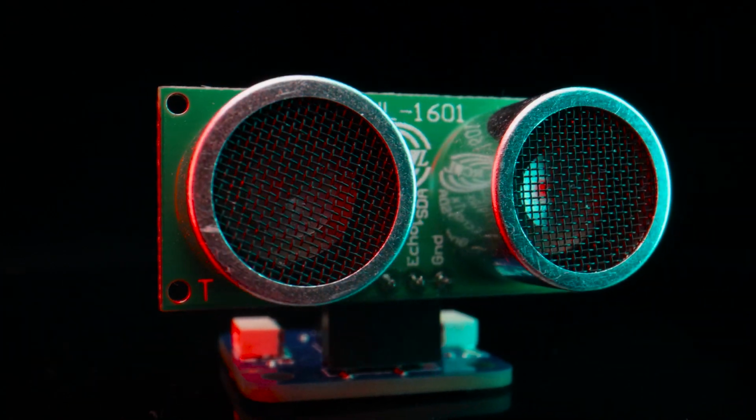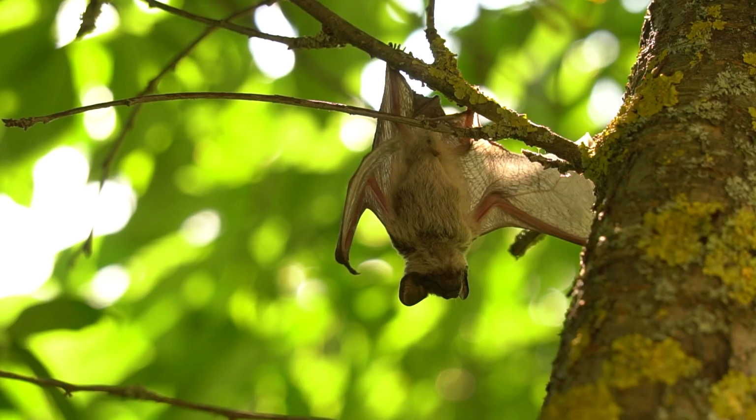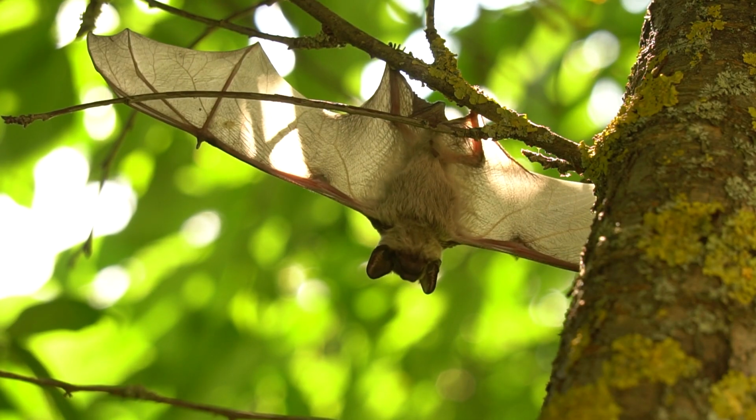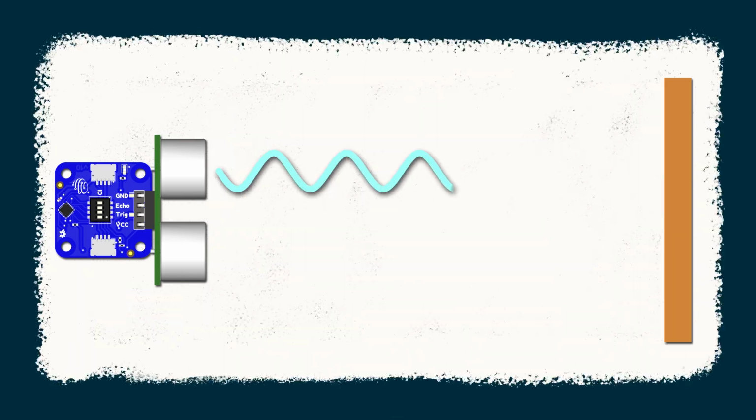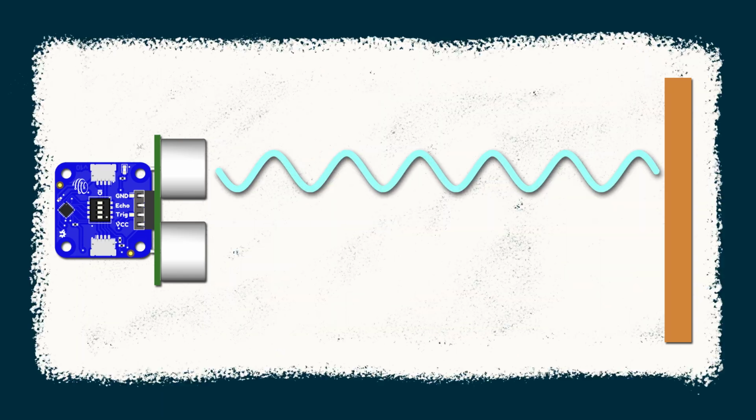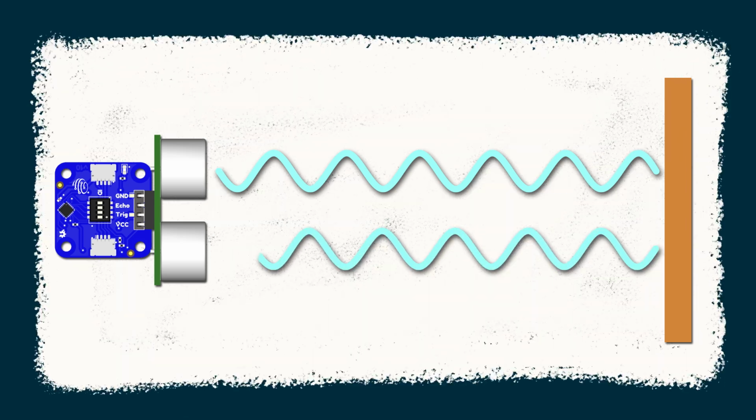The PiicoDev Ultrasonic Rangefinder uses sound waves to measure the distance to an object. This is like how bats can echolocate or how submarines use sonar. The sensor emits a high-pitched sound wave that travels through the air to some object. It reflects off the object and comes back to be received by the sensor.